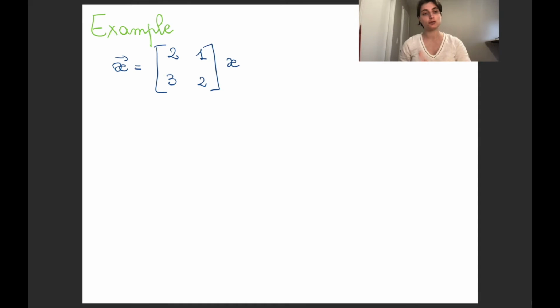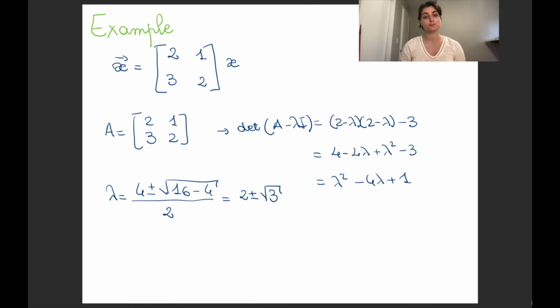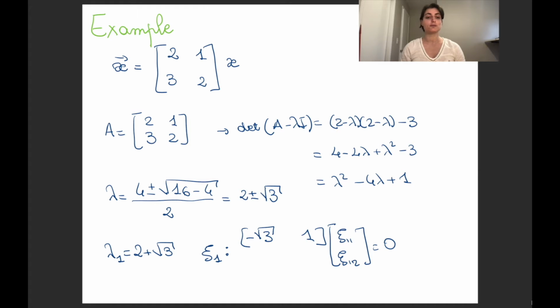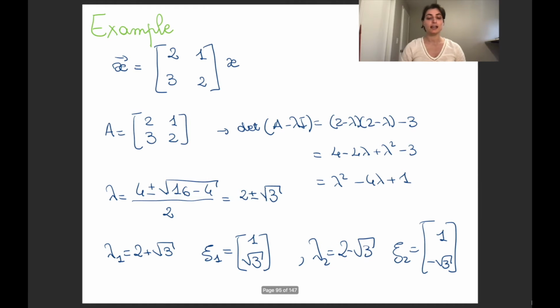For example, let's look at this matrix: 2, 1, 3, 2. And we have x prime equal to [2, 1, 3, 2] multiplied by x. We do the steps and we find that the eigenvalues are 2 plus or minus square root of 3. Then we do the steps to compute the eigenvectors, and we find that the eigenvector associated to 2 plus square root of 3 is (1, square root of 3), and the eigenvector associated with 2 minus square root of 3 is (1, minus square root of 3).